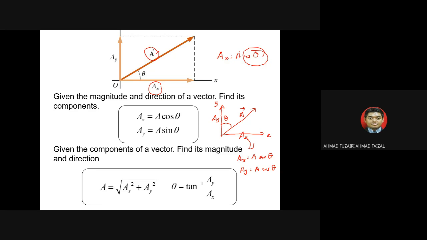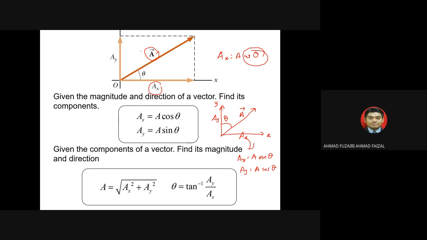If the angle is between the vector and the component of X, then the component of X becomes cos. Every component that has theta between it and the vector becomes cosine. So I don't think you need to memorize that AX must always equal A cos theta.